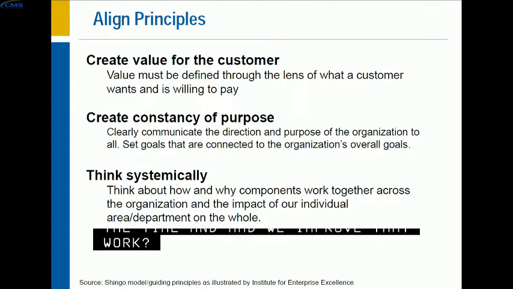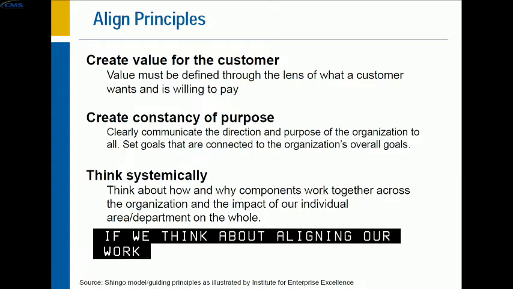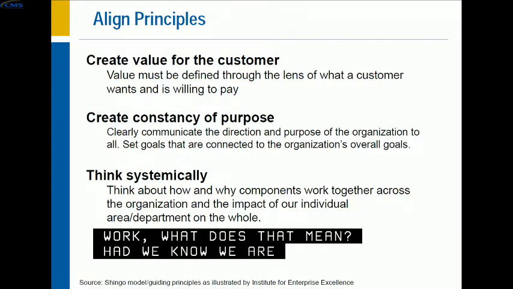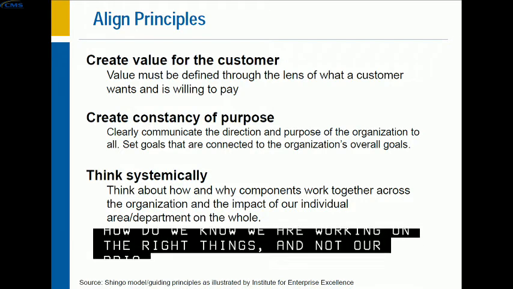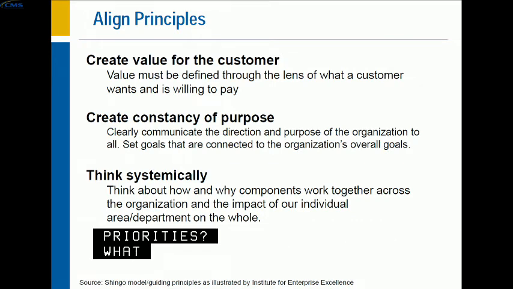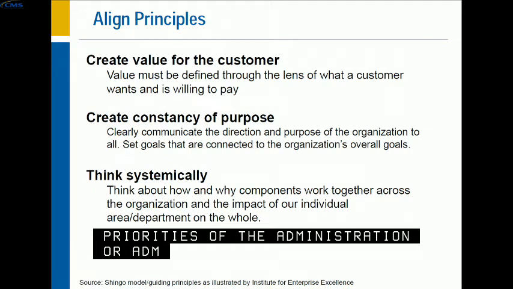Aligning means in some ways strategy. How do we know we're working on the right things and not working on the wrong things? What are our priorities? And not just what are the high level priorities of the administration or of the administrator, but how do those priorities affect me in my everyday life? Why does that matter? Because I should be able to make decisions about what's important, what things do I focus on today as an employee.